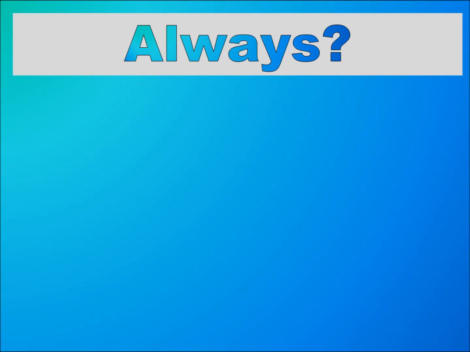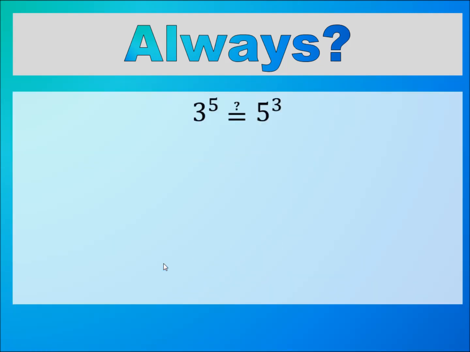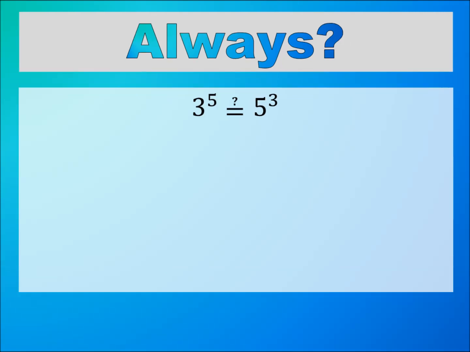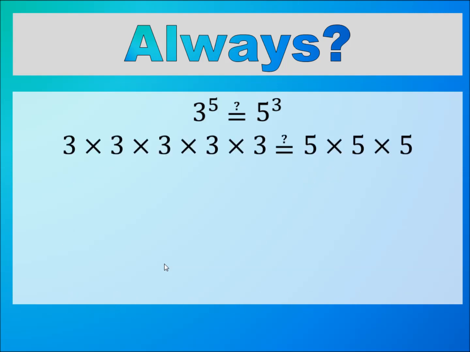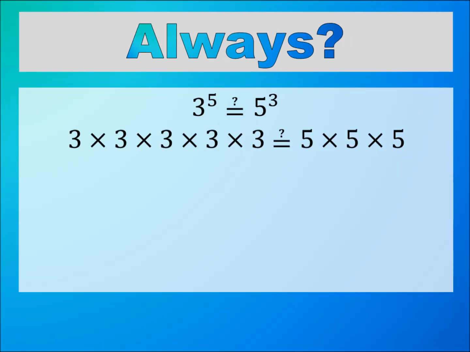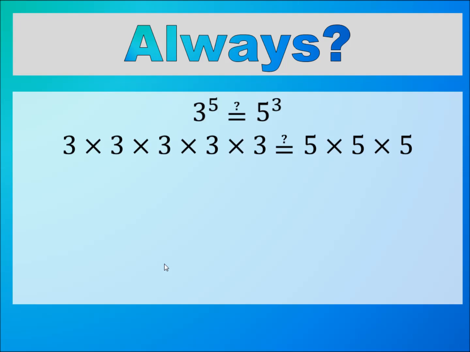So, does a to the b always equal b to the a? Well, let's discuss this case of 3 to the 5th power and answer, does it equal 5 cubed? 3 to the 5th power is equal to 3 times 3 times 3 times 3 times 3. We have 5 threes. We are using repeating multiplication. 5 cubed is equal to 5 times 5 times 5. We have 3 fives. We are using repeating multiplication.